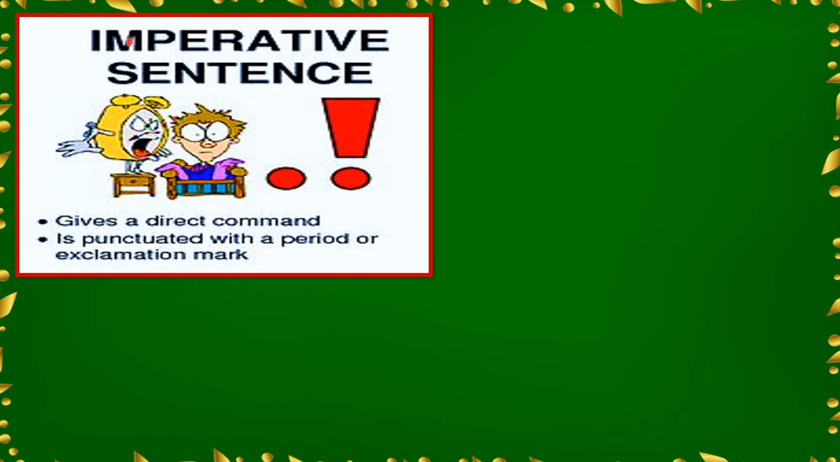Let's study the third type of sentence, which is the imperative sentence. A declarative sentence ends with a period. An interrogative sentence ends with a question mark because it is asking a question, and an imperative sentence ends with an exclamation point. So it gives a direct command, and is punctuated with a period or exclamation mark.